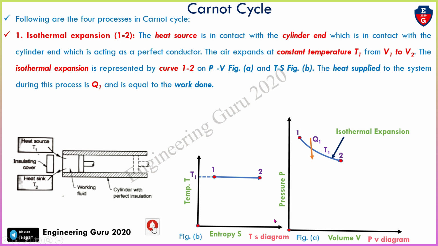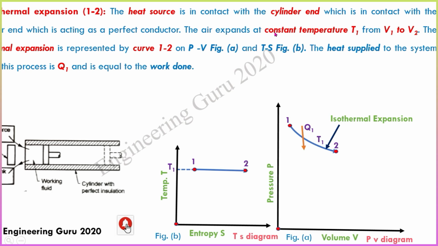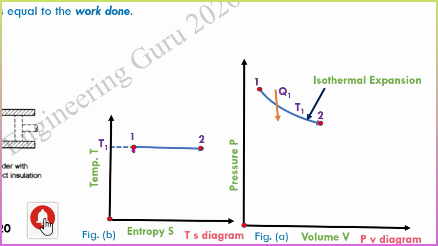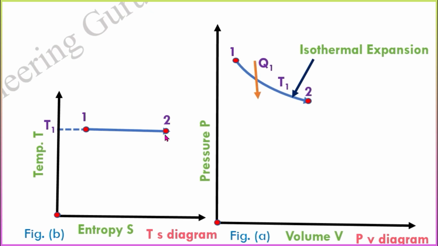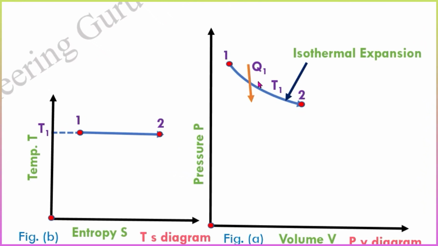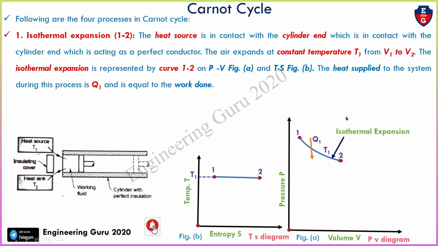Okay, now understand how this isothermal expansion works. This is for curve 1-2, meaning point 1 and point 2. This is in the TS diagram, point 1 and point 2. The heat source is in contact with the cylinder end. The air expands here at constant temperature T1. Here you can see that this is the temperature T1. So from point 1 to point 2, the temperature T1 is constant and the volume goes from V1 to V2. Here this is point 1 at V1 and this is point 2 at V2. So this is called isothermal expansion, represented by the curve 1-2.